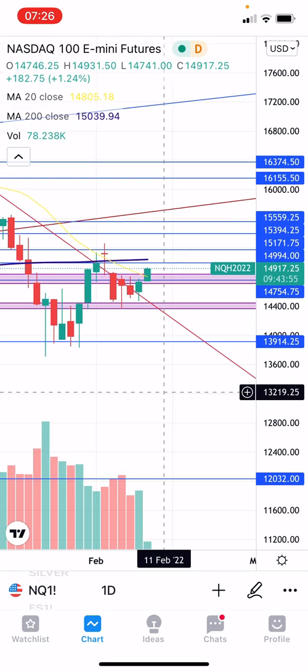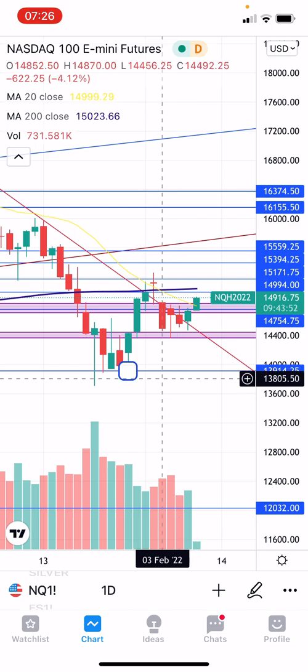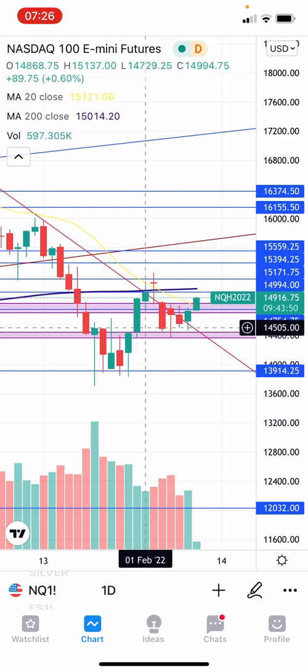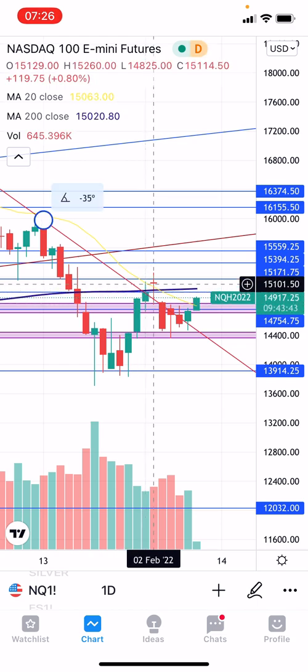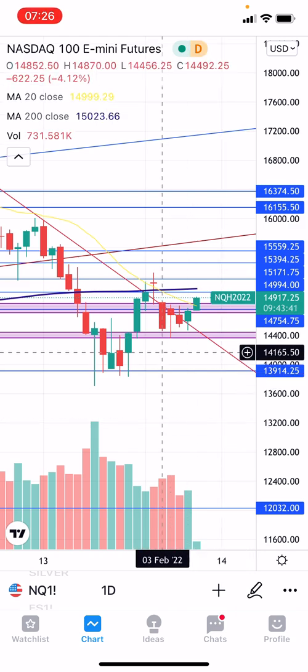And this is a possible short, right? Now, the NQ did not give us a good short here. You could have tried to short this right here, and we just kind of closed right above it. And then the next day gapped above it, right?